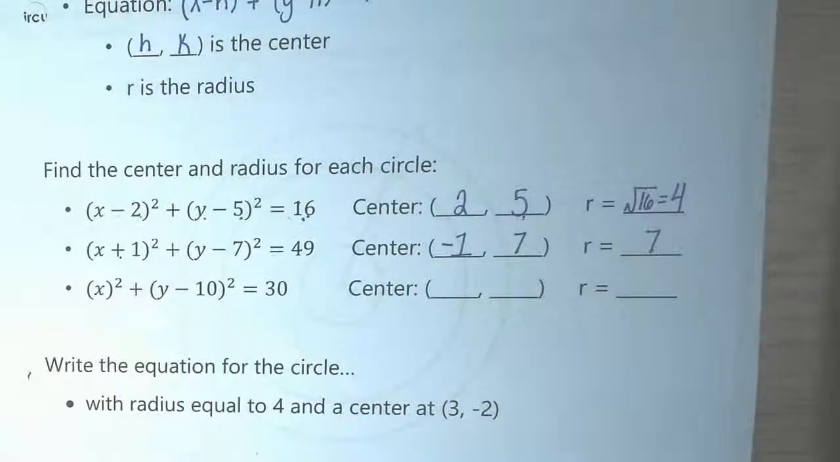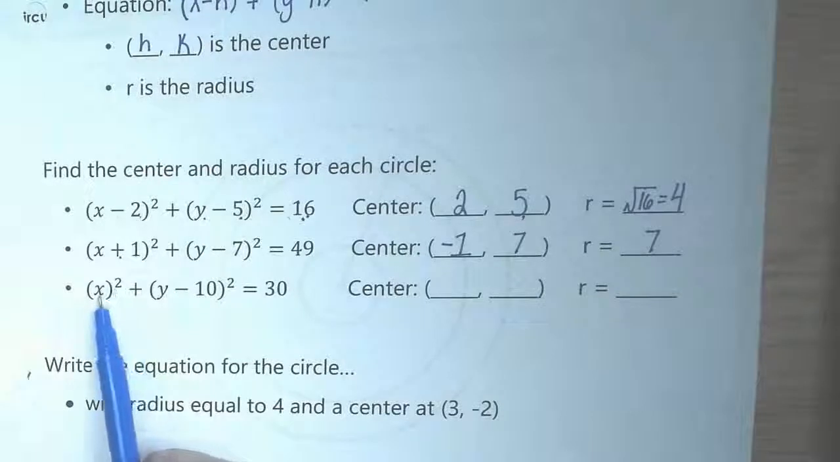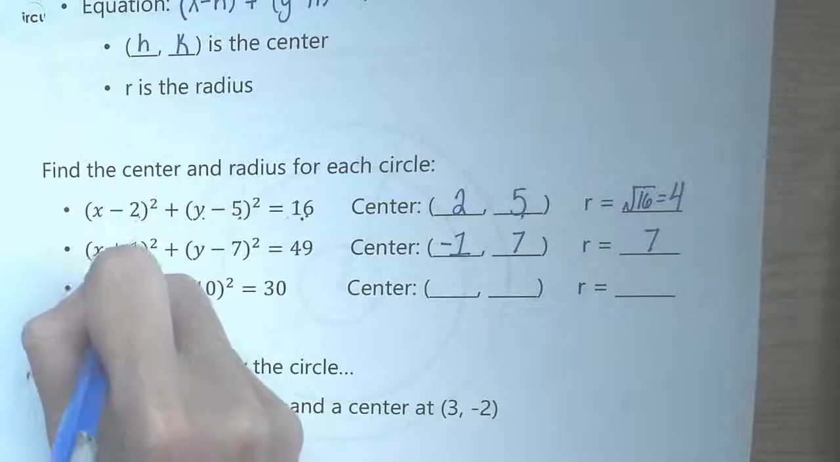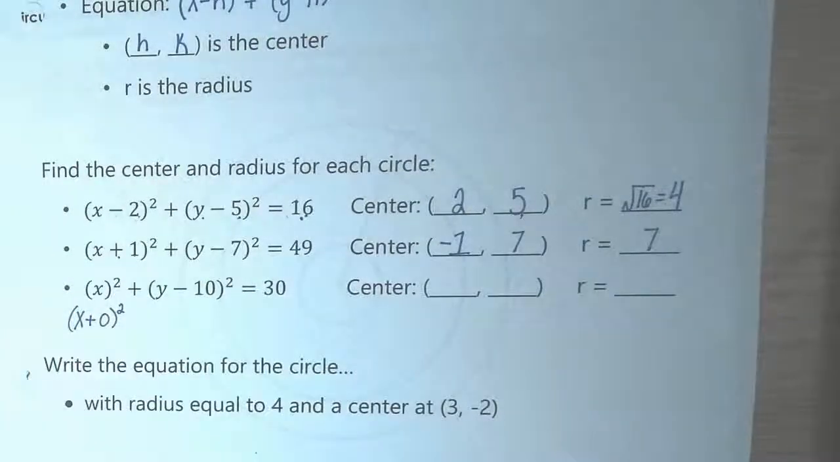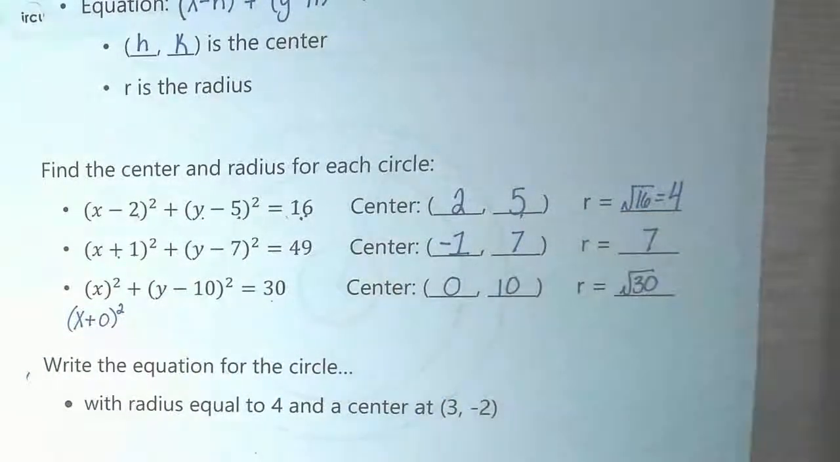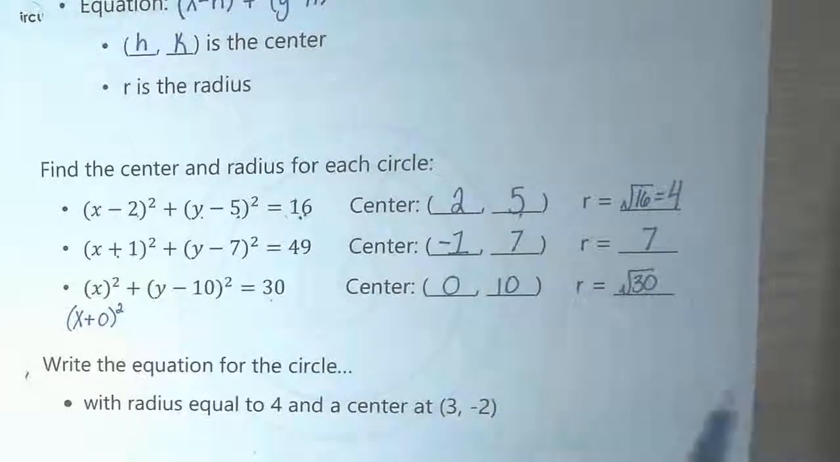And then last one, it's just x squared, which is exactly the same thing as (x plus 0) squared. So that's just 0, and this is going to be 10. My radius is the square root of 30. That doesn't simplify to an even number like these two did, so I'm going to just leave it.